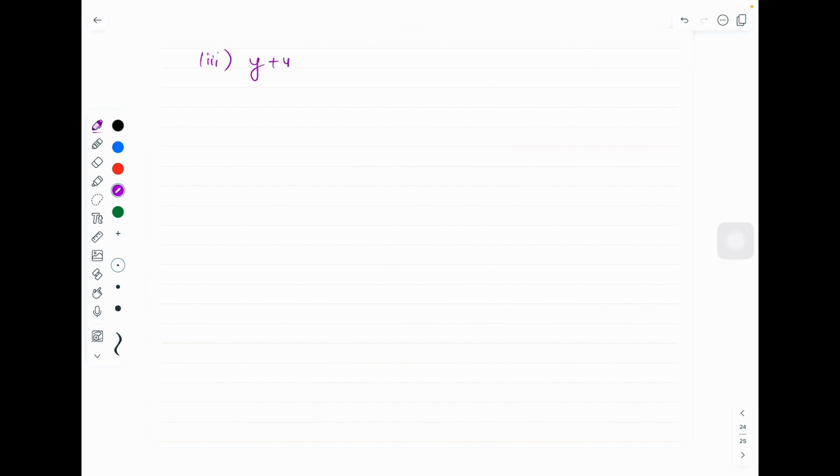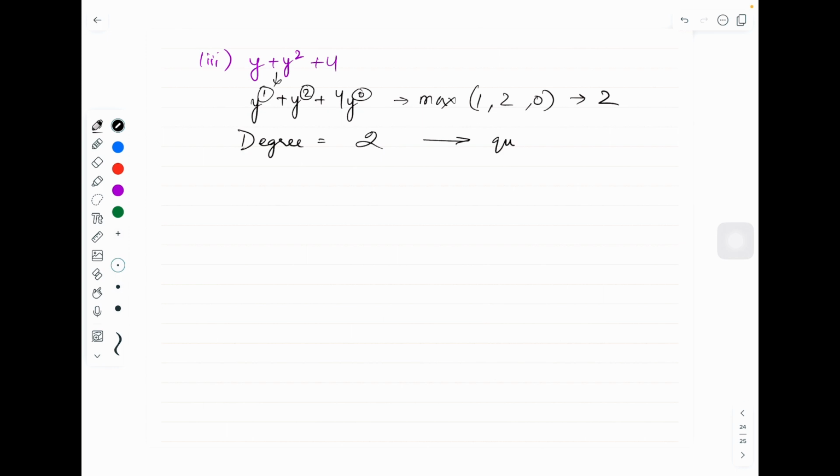The third question is y plus y square plus 4. So this one is y to the power 1 plus y to the power 2 plus 4 into y to the power 0. So it is the maximum of what? First is 1, then 2, then 0. The maximum of 1, 2 and 0 is 2. So degree is 2. This is quadratic.